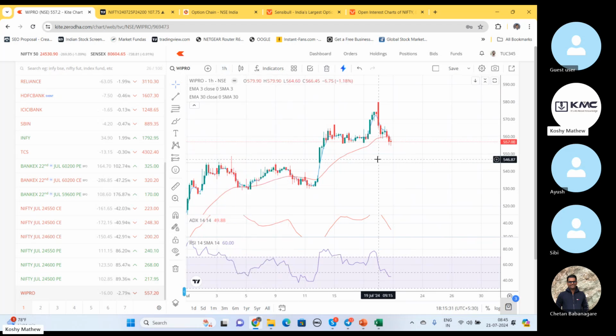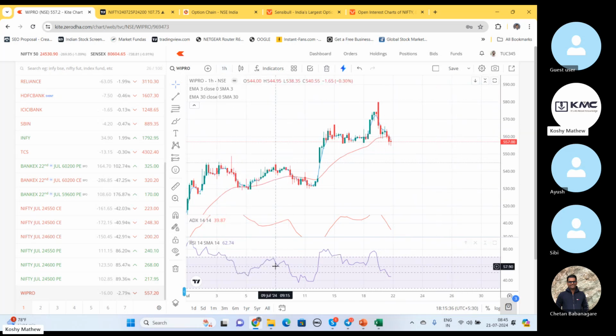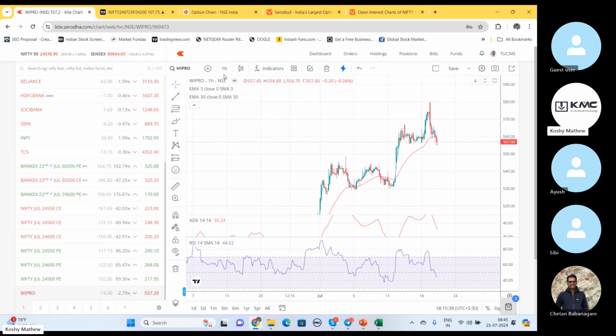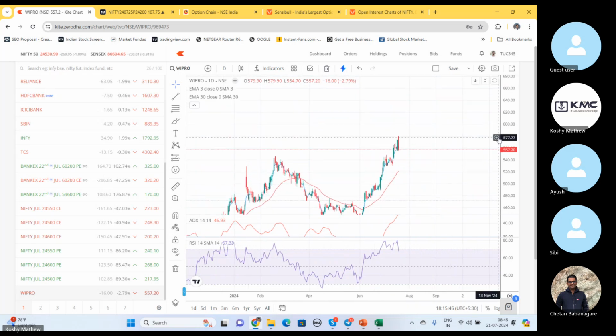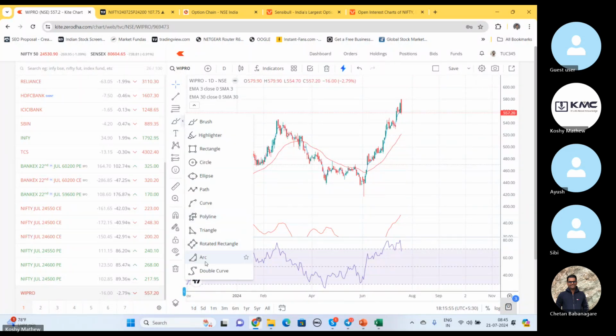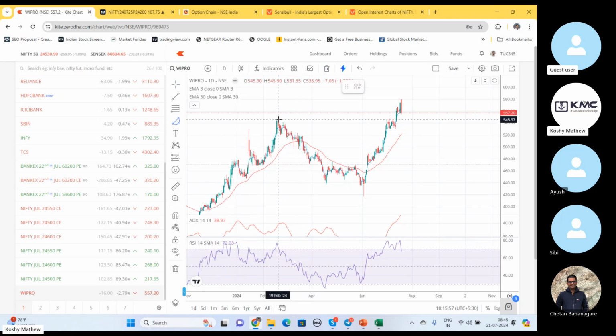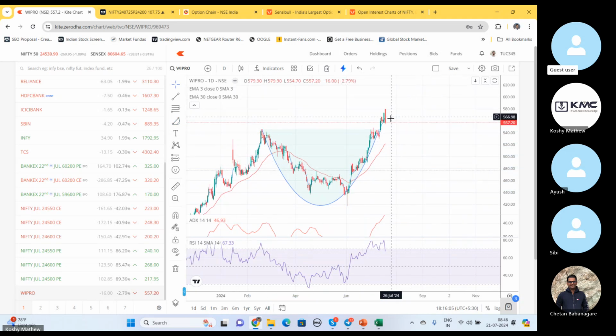You have to look at the chart, start playing around with it. You can see this is 1 hour converted into 1 day. This also made a cup and handle. See, I can easily tell. Look at this, from here it broke, correct?